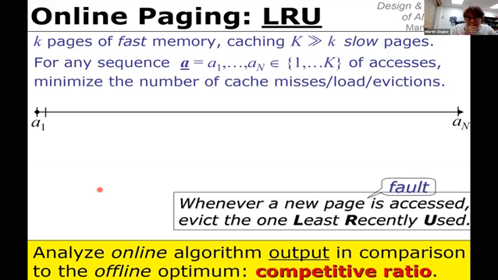We have proven that the least recently used strategy for online paging is k-competitive. That means it is at most k times worse. It incurs at most k times as many page faults as does the optimal offline algorithm, which can look into the future. And in order to prove that, we've performed the following analysis.